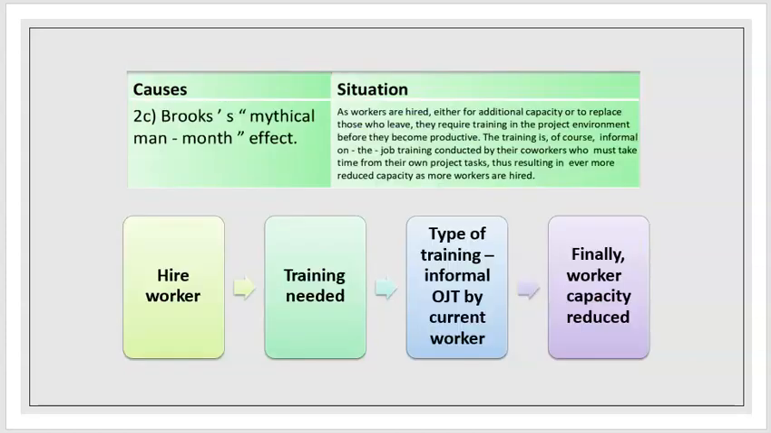Okay, Brooks' mythical man-month effect. This effect is that when we hire a worker, training is needed for this new worker. This type of informal training given by the current workers will then reduce the capacity of the current workers. So this will hinder the project time and also increase the cost.